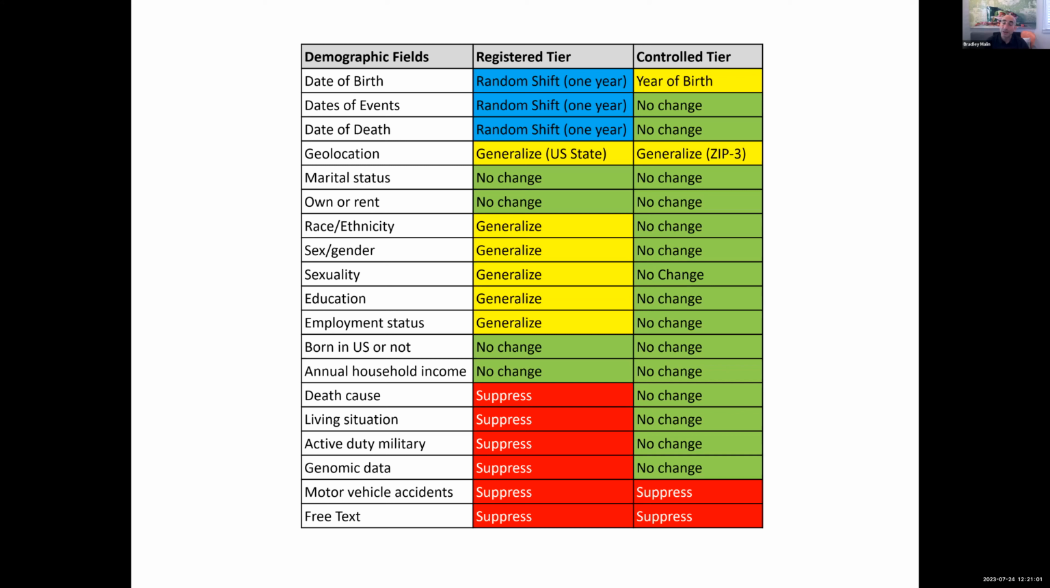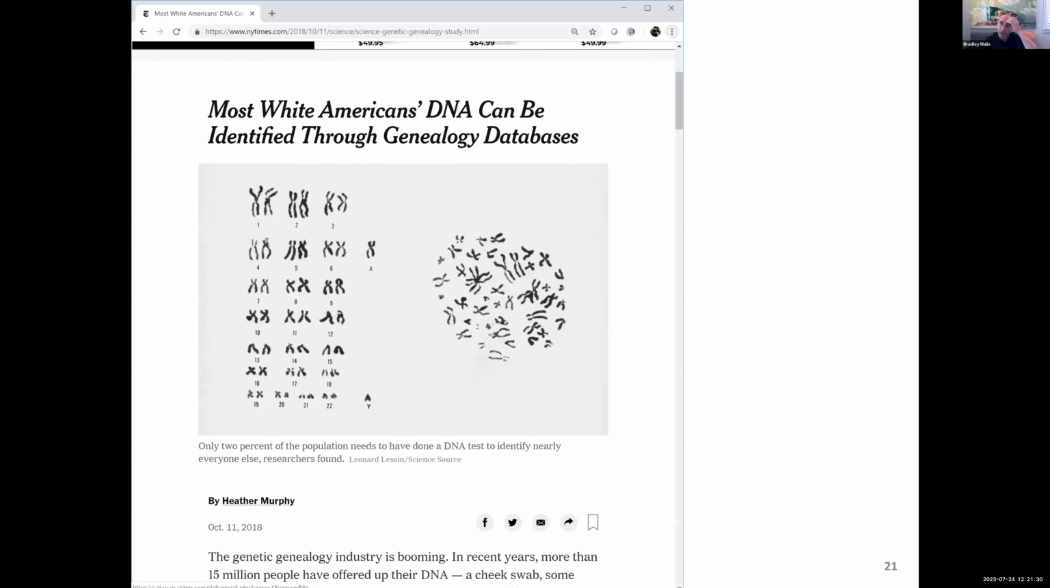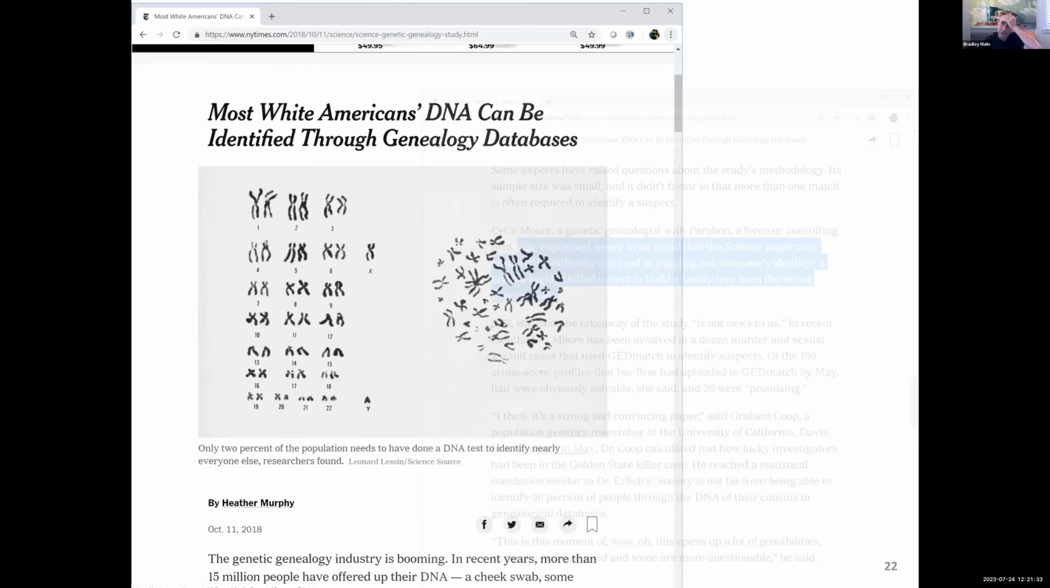And then you'll see some of the things that were considered to be potential identifiers that we didn't put in that space were things like whether or not somebody was on active military duty, whether or not they were in a motor vehicle accident, and we don't put any free text in there at the moment. You can see there's a lot more detail in the controlled tier, right? There's still some degree of generalization on certain things, but there's not complete generalization or shifts like what we do in the registered tier. So let me skip over this part.